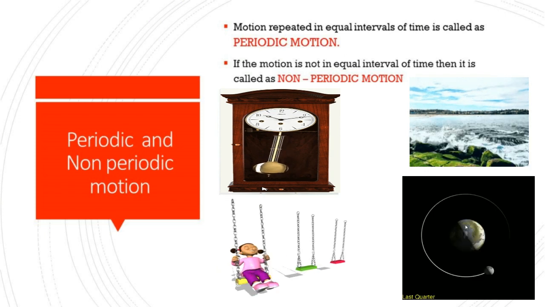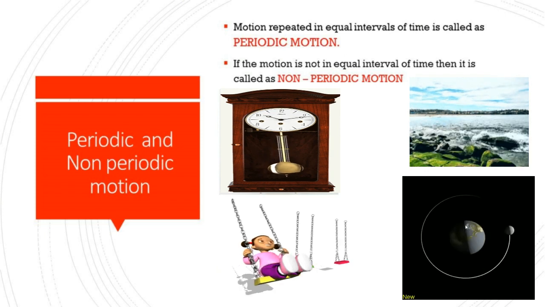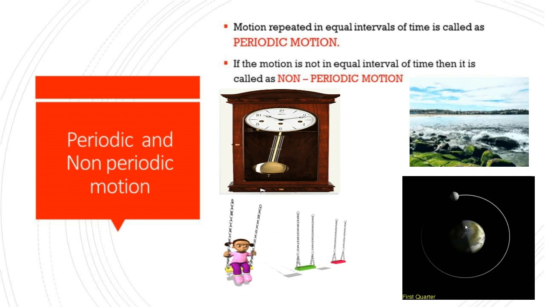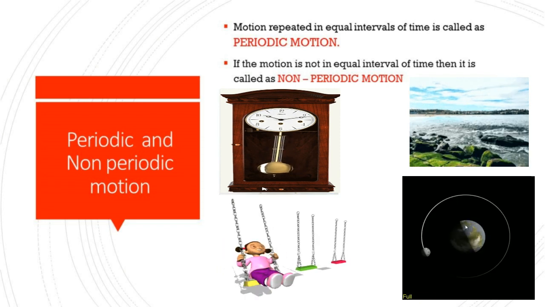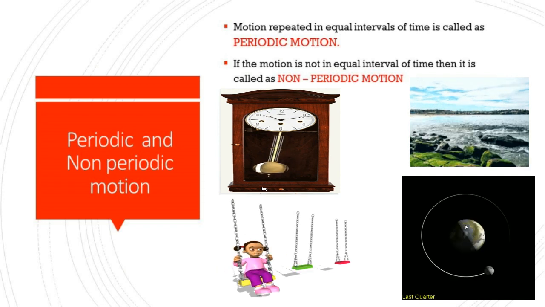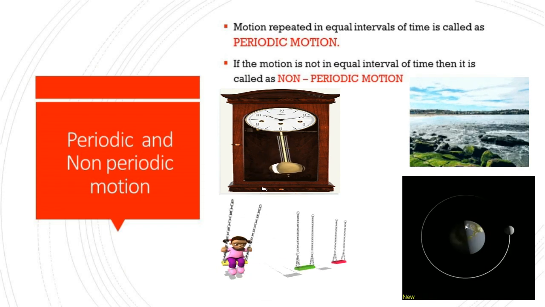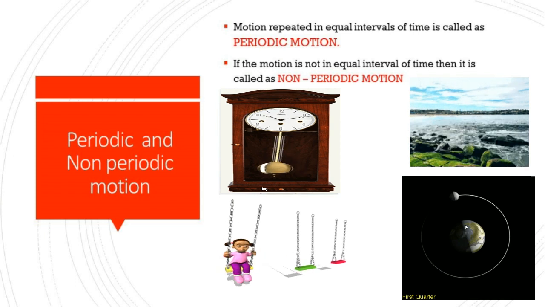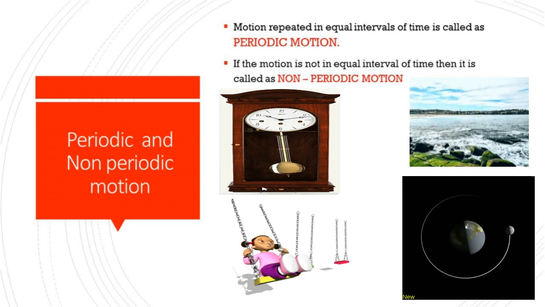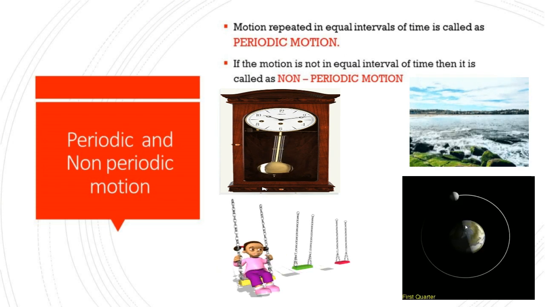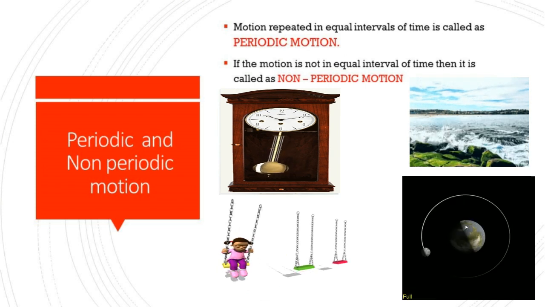In a given period, that is a time interval, a fixed number of waves hit the shore. Motion repeated in equal intervals of time is called periodic motion. What is non-periodic motion? Let us take the example of sobbing, swing and wind. This motion is not in uniform interval. Such motions are called non-periodic motion.